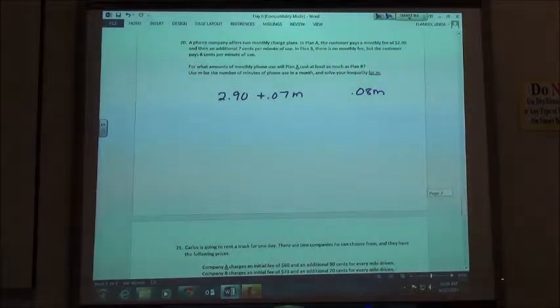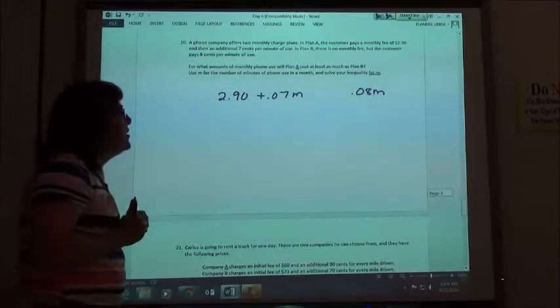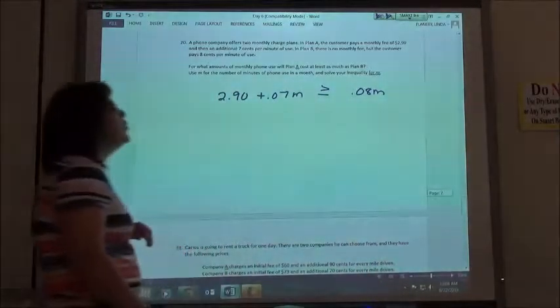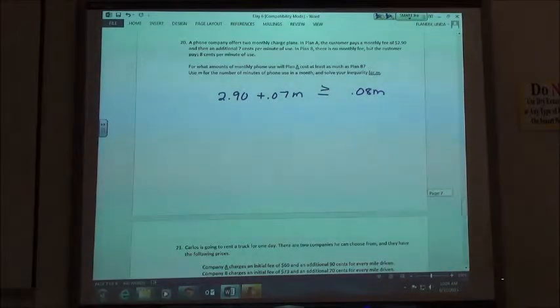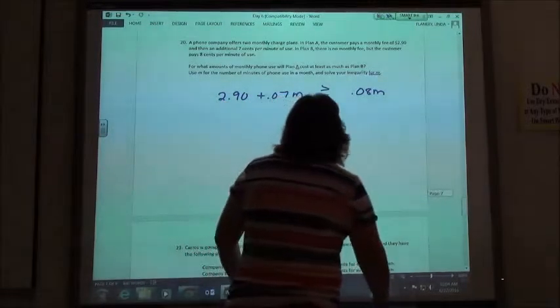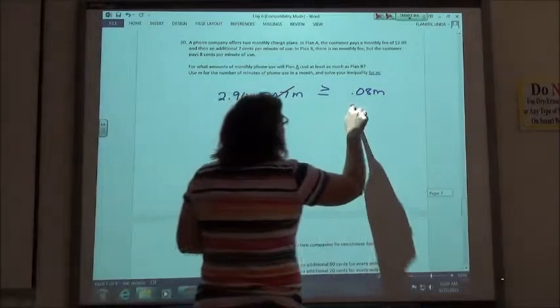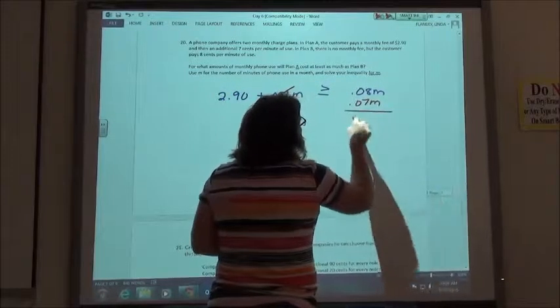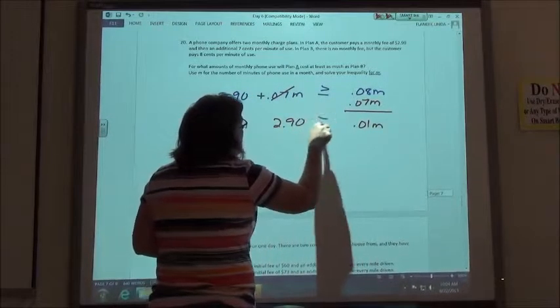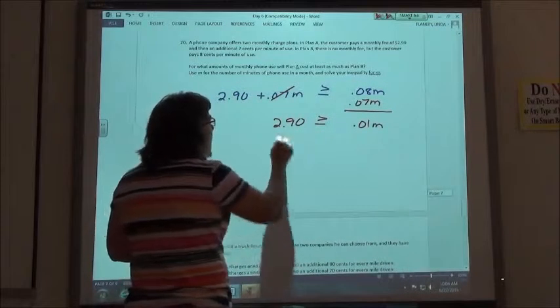For what amount of monthly phone use will A cost at least as much as B? At least. So that means I would want to have A be greater than or equal to B. At least means it could match it, but it could be higher than that, right? So greater than or equal to. So if I'm going to solve this, I'm going to subtract my 7 cents a minute, which gives me 1 cent a minute. So 290 is greater than or equal to 0.01 M.